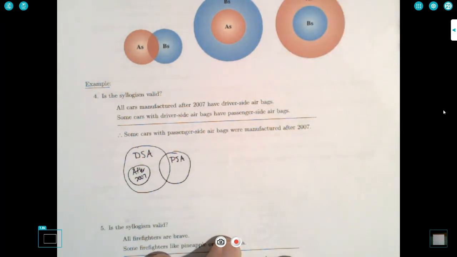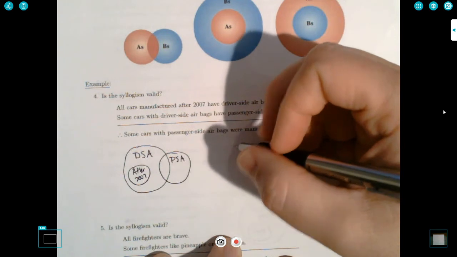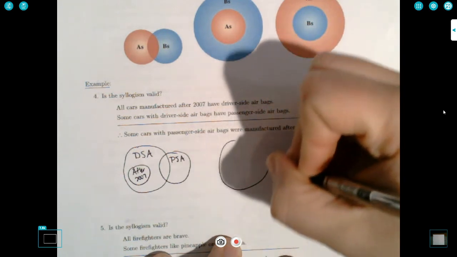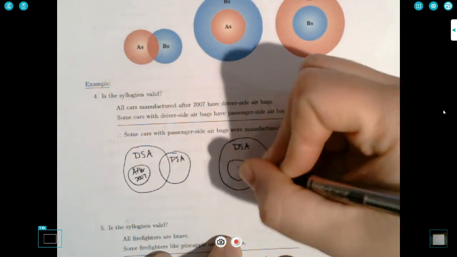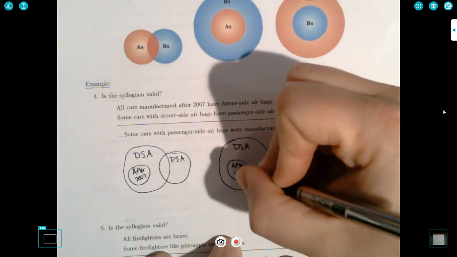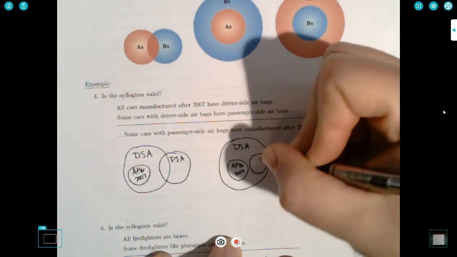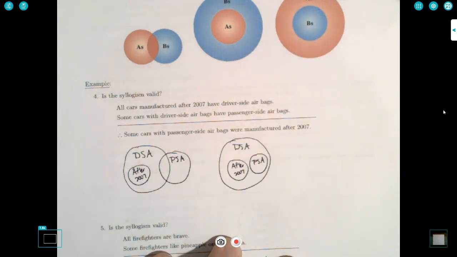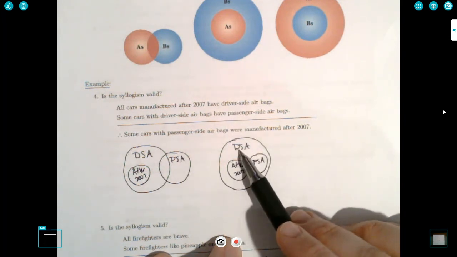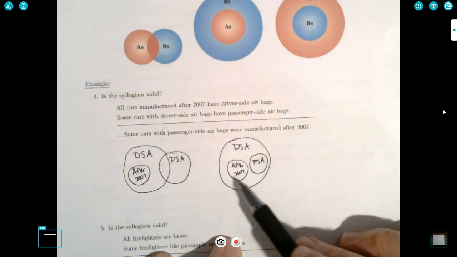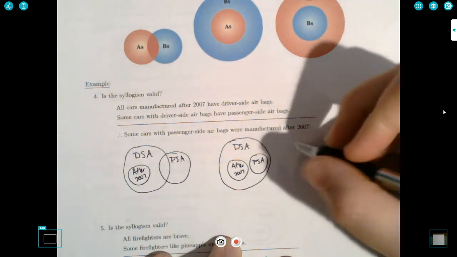How else could we draw it? Maybe it looks more like this. Maybe you have driver's side airbags, after 2007, and then you have this scenario, right? This would still satisfy both conditions. It would say all cars after 2007 have driver's side airbags, and then some cars with driver's side airbags have passenger side airbags. This would be another way to draw it for that matter.